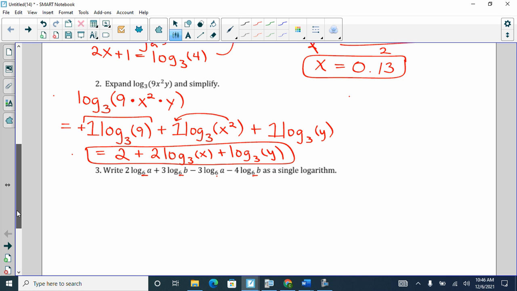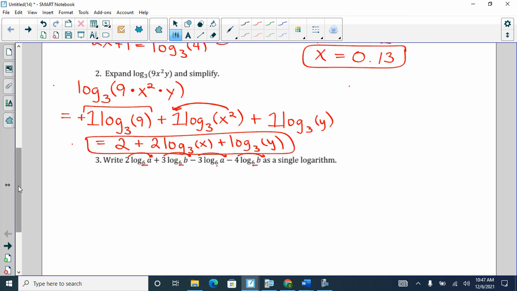How can I get this 2 and this 3 and this 3 and that 4 to move? How can you get them to move? Use the power rule. So instead of bringing them from top down in front, I can now move them from front to power. Correct? Like this one here, I took the x squared and I moved the 2 down. Well, I can move all these: this 2 up, this 3 up, this 3 up, this 4 up. I don't take the signs with them. I just take the numbers.